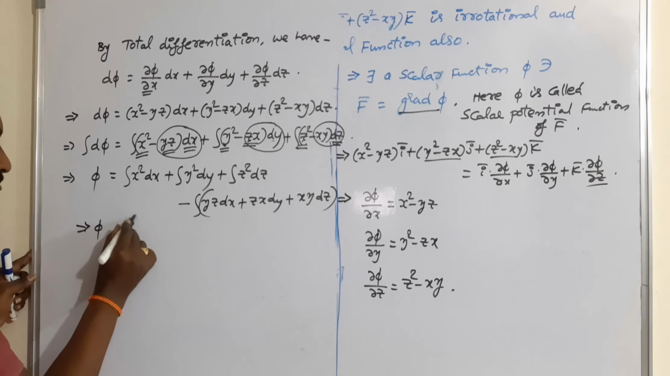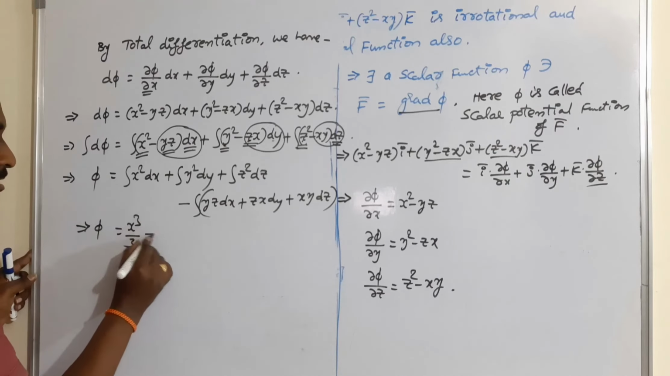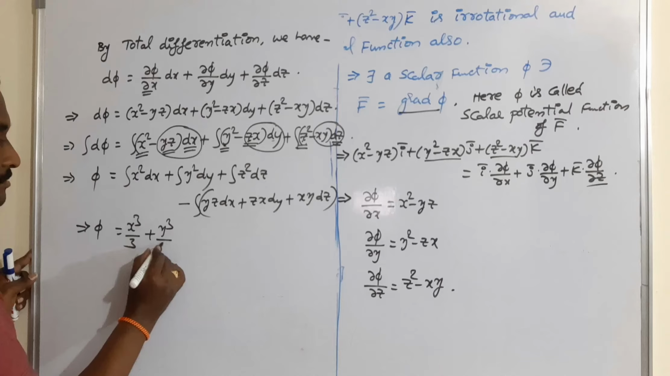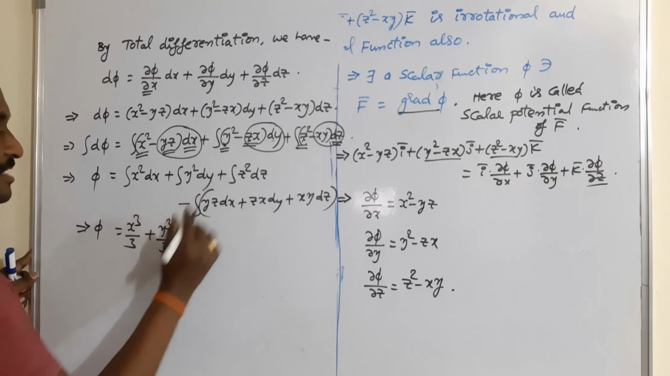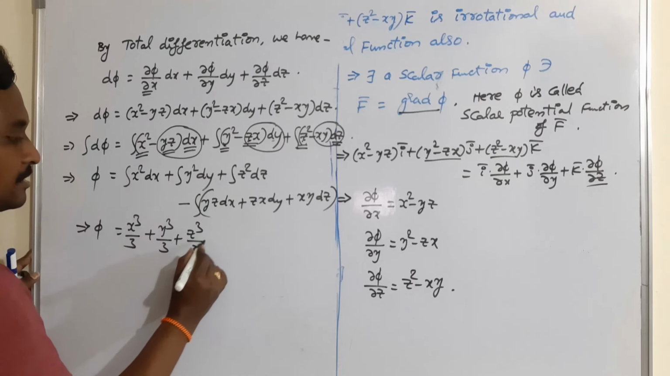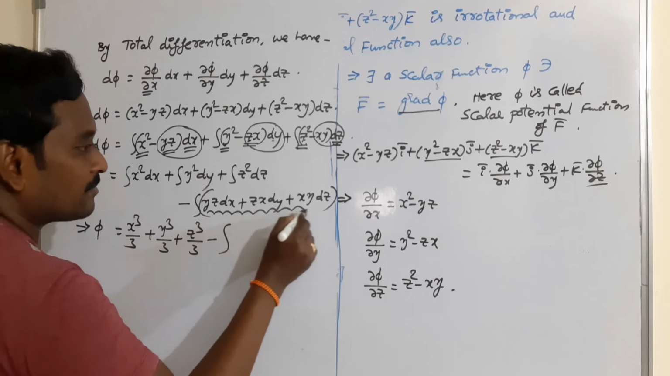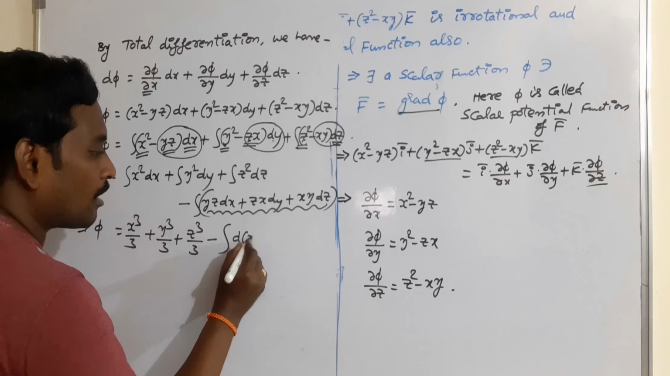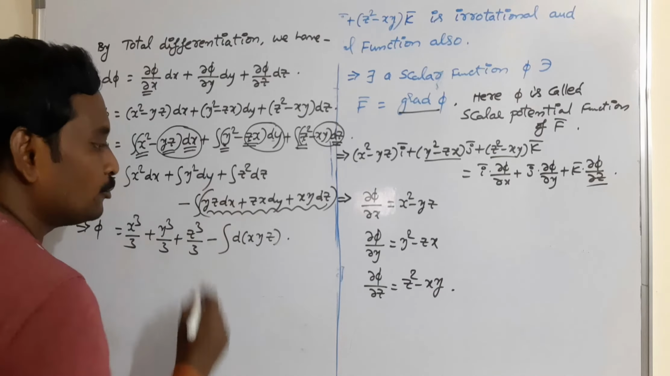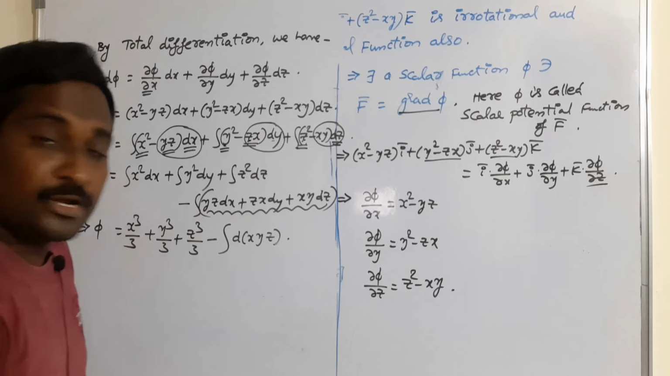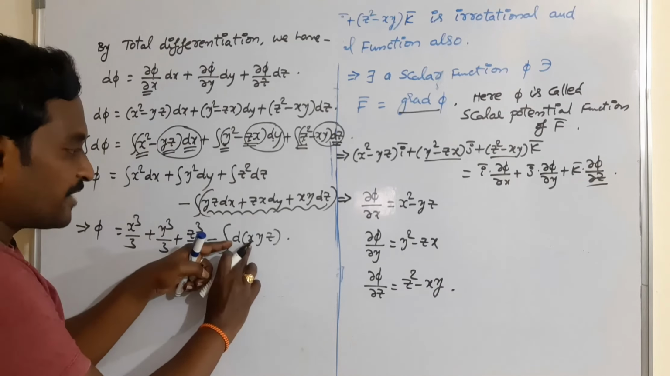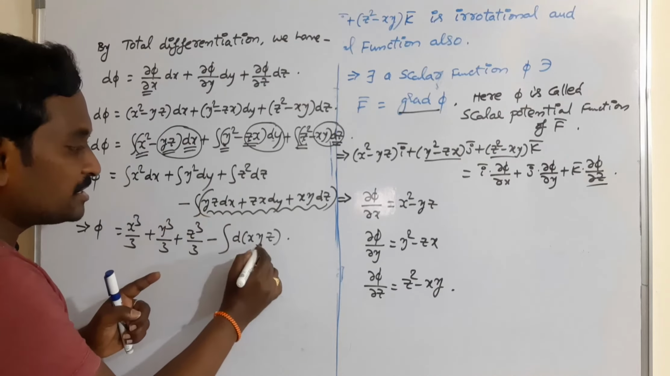Integration of x square would be x cube by 3. It would be y cube by 3. What is integration of z square dz? It would be z cube by 3 minus integration of, I will write this entire term as the derivative of xyz. According to the UVW formula, the derivative of x is dx only. Don't do anything for yz.